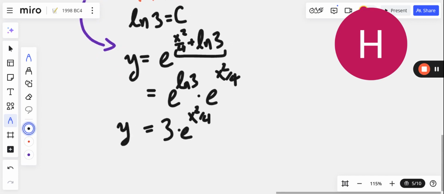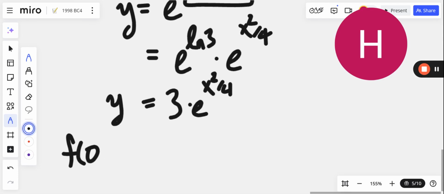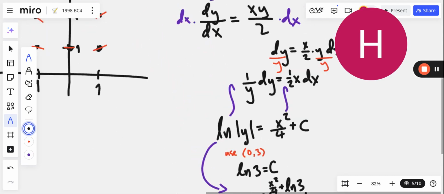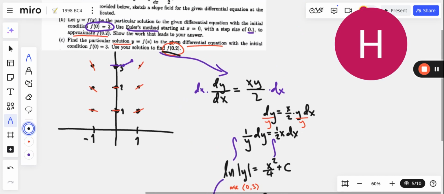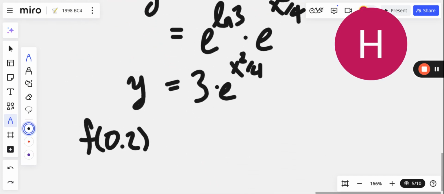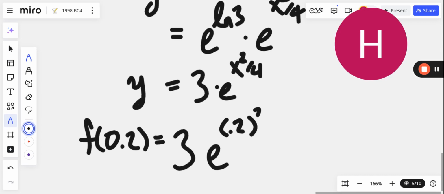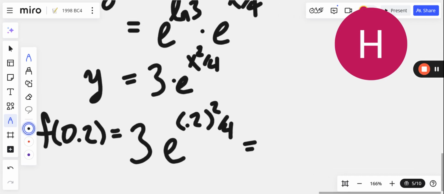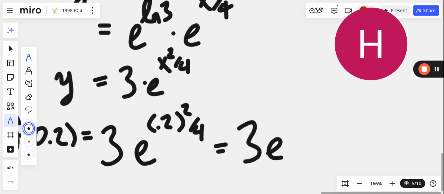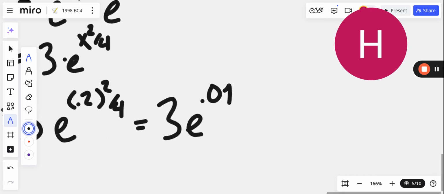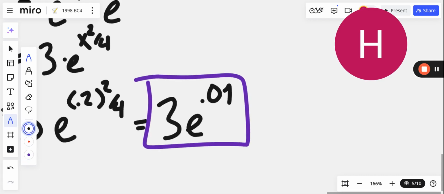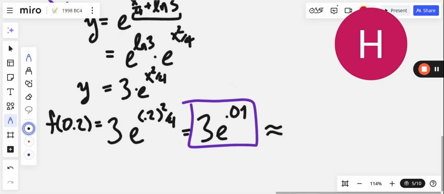So here's our equation, and they want us to use this equation to approximate what f of 0.2 would be. Is it 0.2 or 0.02? Yeah, 0.2. Okay, 0.2. Got it. So that is going to be exactly equal to 3e to the 0.2 squared over 4. That's kind of weird. Which is 3e to the 0.04 over 4, or in other words, e to the 0.01. That's really close to 0, but it's not quite. So I would leave my answer like this. I don't think this was a calculator problem. If it is, go ahead and use it, but I don't think it was a calculator problem.